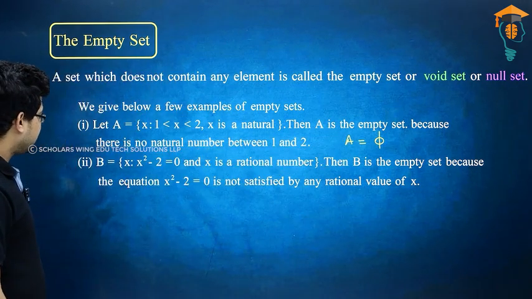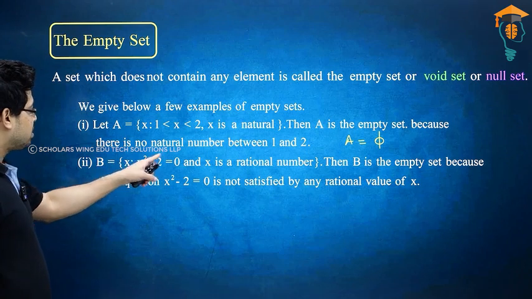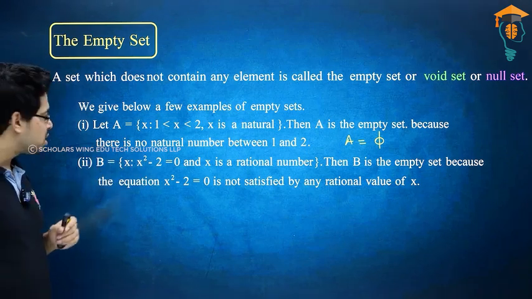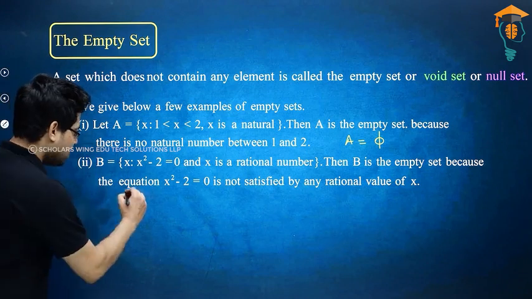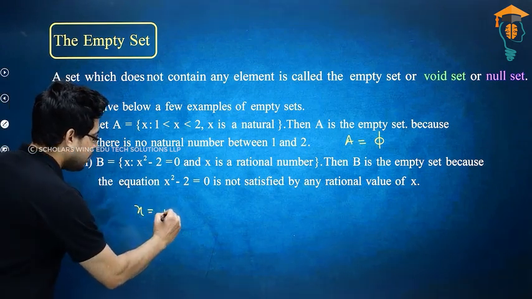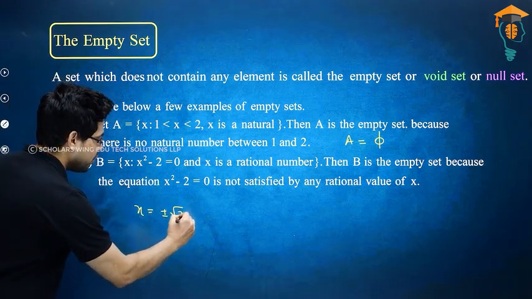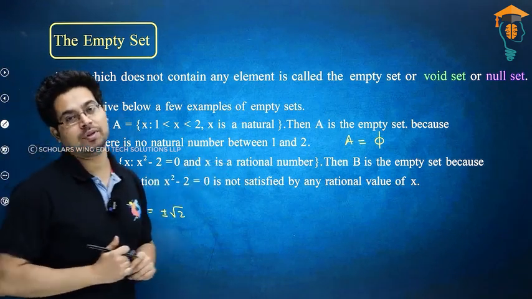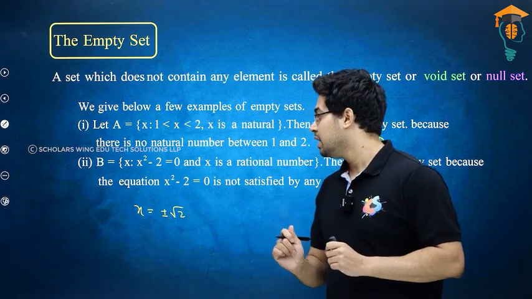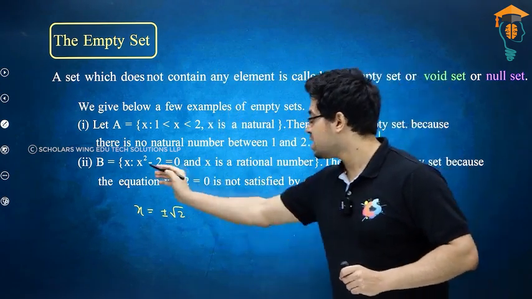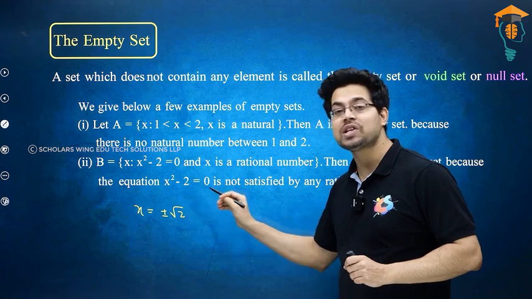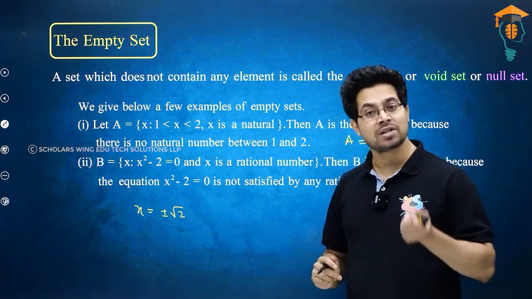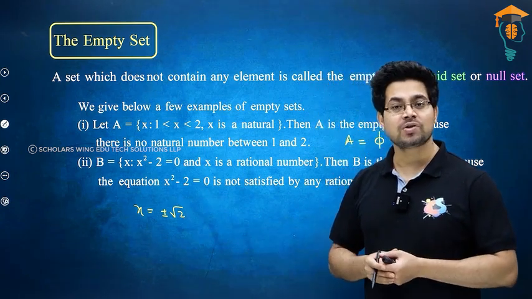Now let's take one more example. x squared minus 2 is 0. If x squared minus 2 is 0, that means x squared is 2. So there can be two values of x, plus minus root 2, right? But here they are saying that x is a rational number. You can clearly see that the values of x which satisfy this equation are irrational numbers. Plus root 2, minus root 2. Both are irrational numbers, right?